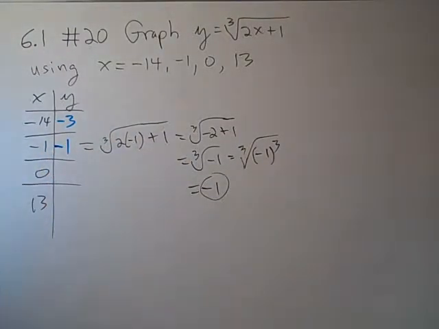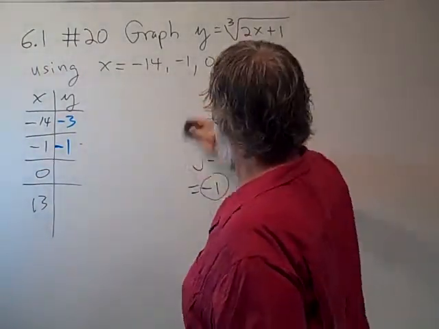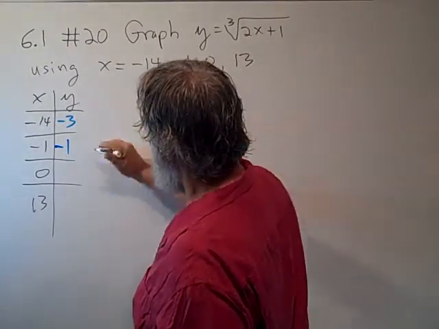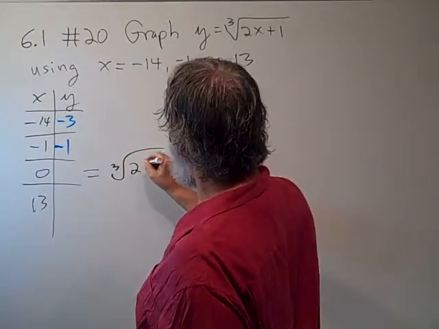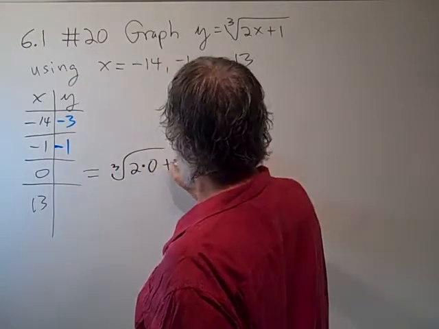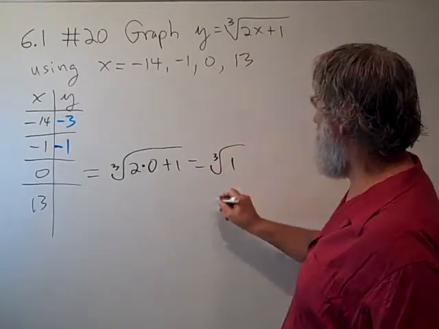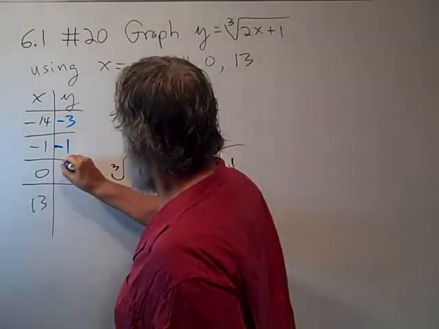Now for 0, when x is equal to 0, then y is equal to the cube root of 2 times 0 plus 1, which is the cube root of 0 plus 1, which is the cube root of 1, which is 1. So this one equals 1.